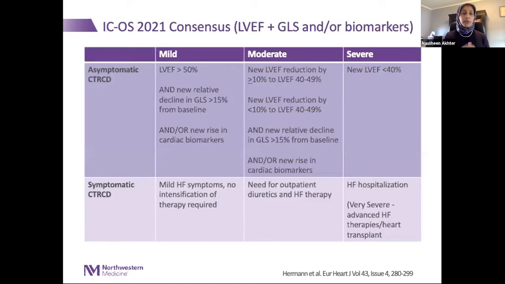So this is their proposal for the new definition of CTR-CD, a consensus document that was just published last month that now includes asymptomatic and symptomatic CTR-CD divided in categories of mild, moderate, and severe based on not only ejection fraction, but also global longitudinal strain and or biomarkers. And this is really the first time that this definition has been put forth.